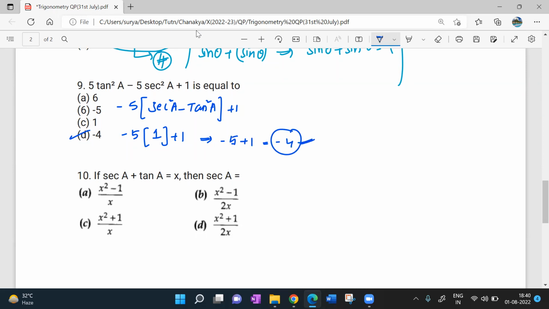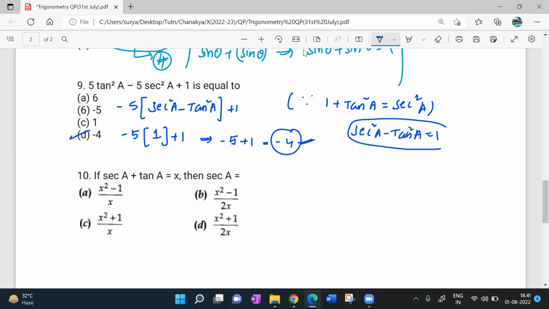Do you get my point, guys? Yes, sir. We know that secant square A minus tan square A is equal to 1, and 1 plus tan square A is equal to secant square A. So from that, if I take -5 common, secant square A minus tan square A is equal to 1. This is the result I used here. Shifting this tan square A, the right hand side becomes tan square A.